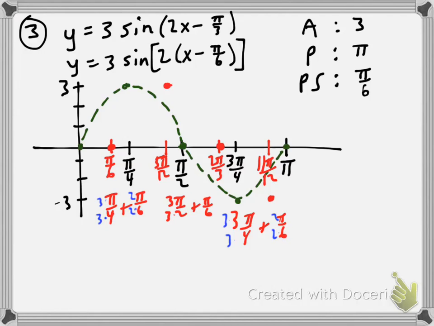And then finally, pi plus pi over 6. Pi plus pi over 6 would be 6 pi over 6 plus pi over 6, which is 7 pi over 6. So we have our last point, our x-intercept, 7 pi over 6 is right there.